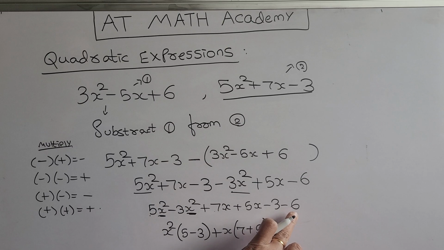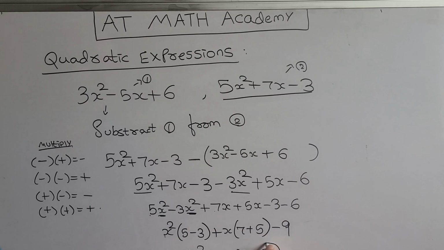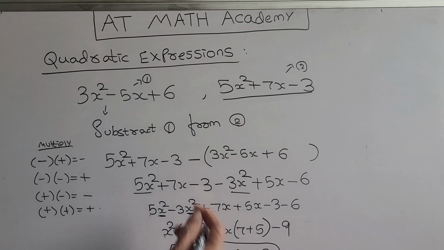So minus 3 and minus 6 are of the same sign, so I'm adding those two numbers. It will be 9, 3 and 6 is 9, and I have the negative sign, so I'll be getting minus 9. And 5 minus 3 is 2, so I have the coefficient as 2, and the variable is x squared, and here 7 plus 5 is 12, and I have it as x, and here I get 9. So this is my final expression that I got after subtracting this from this.